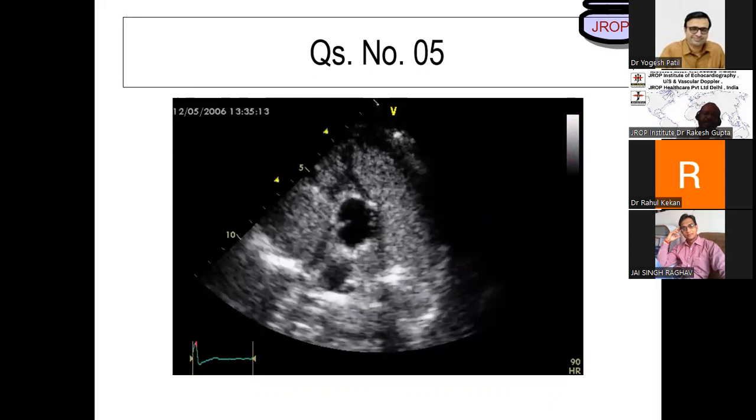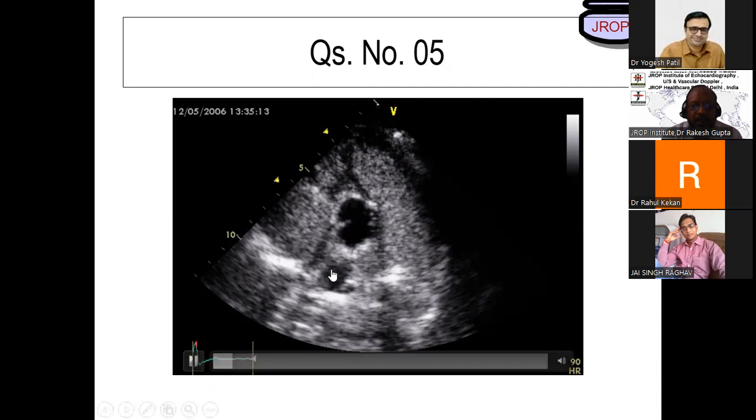It's a very simple answer. Sir, is this a PDA? How do you say it's a PDA? This is the contrast which is filling across all the segments of RA, RV, pulmonic artery, as well as the pulmonic artery bifurcations, correct? Yes, sir. And there is no contrast seen in aorta or LA. These are clear spaces there. This is right pulmonic artery, this is left pulmonic artery, correct?